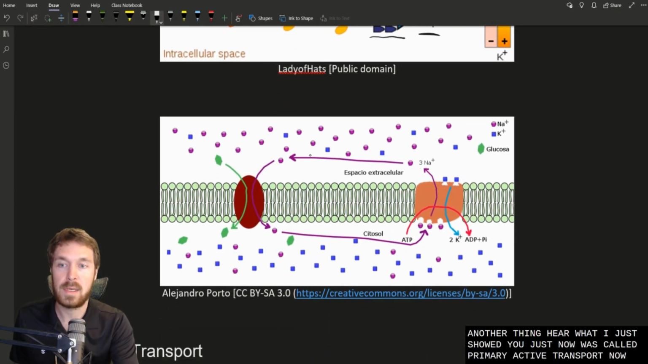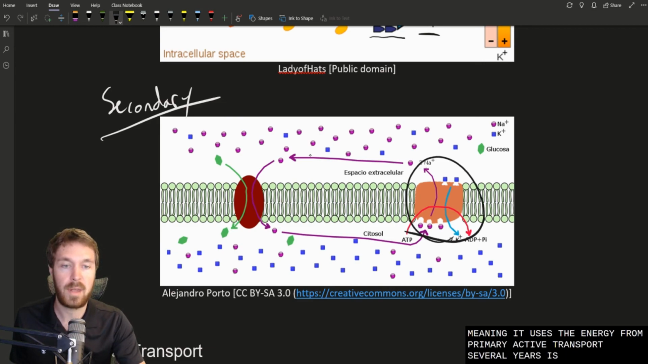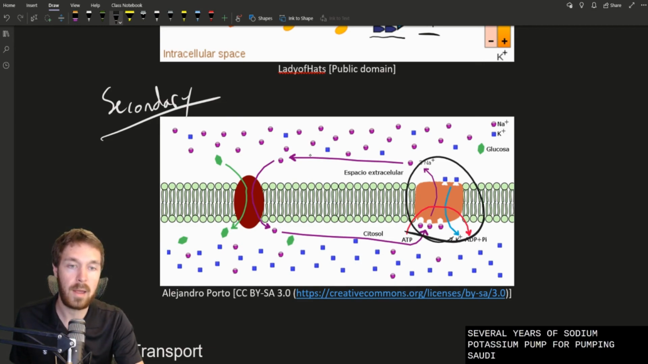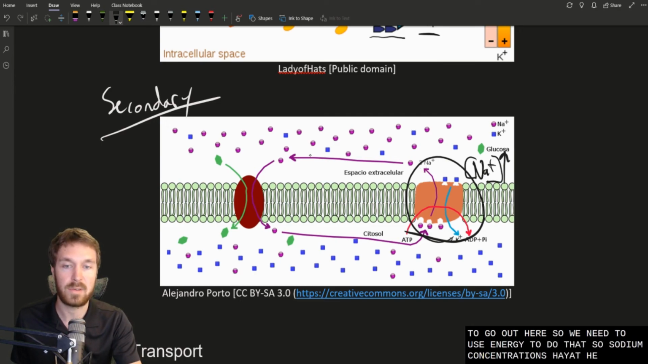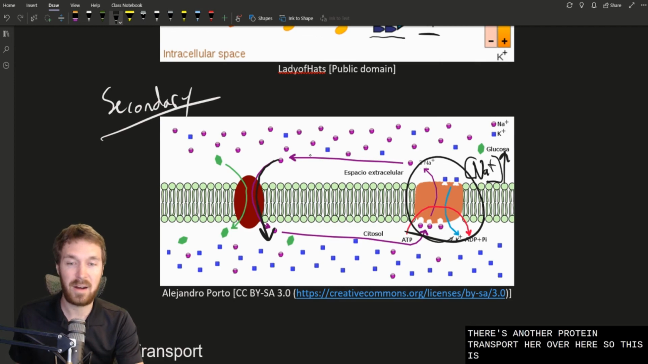Now, this is secondary active transport, meaning it uses the energy from primary active transport. So right here's the sodium-potassium pump. We're pumping sodium ions to an area of high concentration. They don't want to go out here, so we need to use energy to do that. So sodium concentration is high out here, and sodium wants to naturally come back into the cell. So there's another protein transporter over here. So this is secondary active transport.